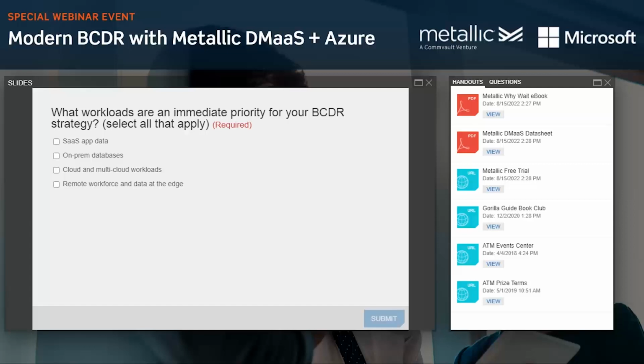While we take a few more questions electronically, I do want to point out this poll that's on the screen. The question says, what workloads are an immediate priority for your business continuity and disaster recovery strategy? Select all that apply. As you can see here, there are 4 different answers: SaaS app data, on-premises databases, cloud and multi-cloud workloads, or remote workforce and data at the edge. Maybe you have one, maybe you have multiple. I bet everyone out there at least has one. So get your response in there. We do want to get your feedback on this. This helps Metallic prioritize their future development and what you'd like to learn more about on upcoming events. So respond there on the poll.